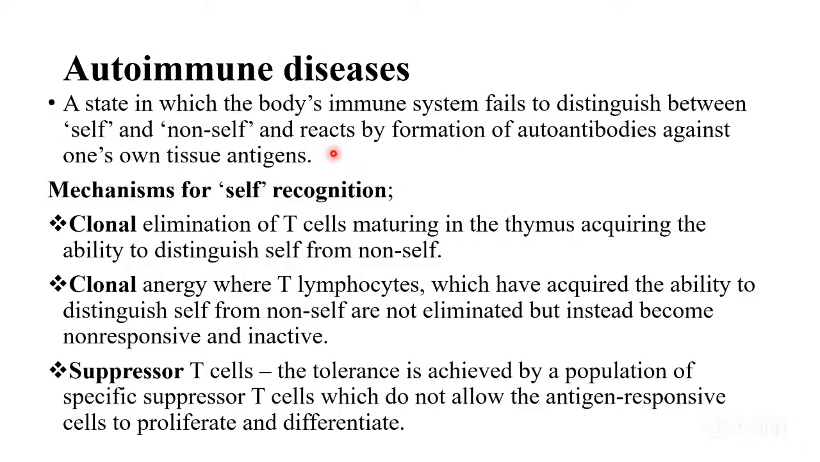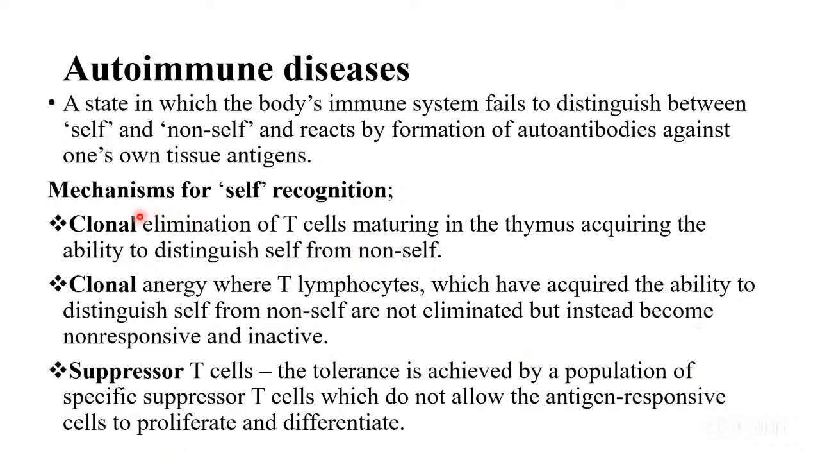The autoantibodies act against the body's own tissue antigens. The mechanism here means that somehow the body loses the ability to recognize self antigens as self. It mistakenly identifies these self antigens as foreign, and then causes an immunological reaction against them. Now, how does that occur? We have three basic ways in which it occurs.